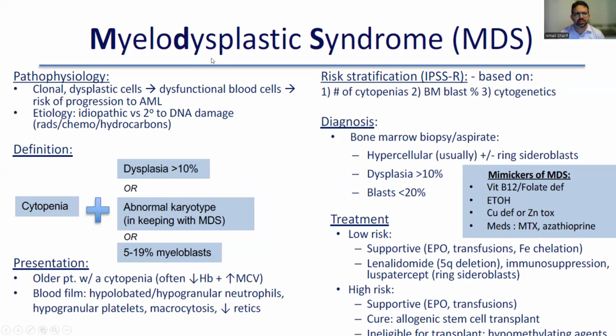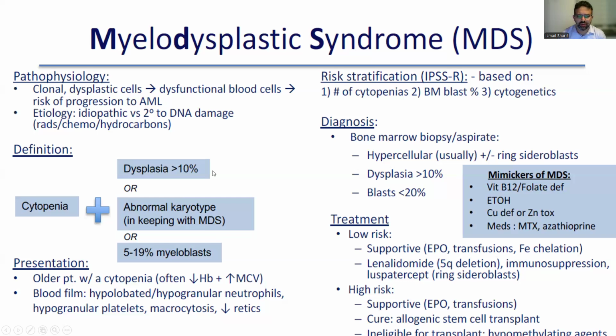So myelodysplastic syndrome. The pathophysiology is basically a clonal disease involving a clone, dysplastic cells, and dysfunctional blood cells. These patients have a risk of progression to acute myeloid leukemia. This is what we call secondary AML, okay? So the MDS can be primary or secondary. Secondary is due to bone marrow damage, DNA damage of the bone marrow due to chemotherapy, due to radiation.